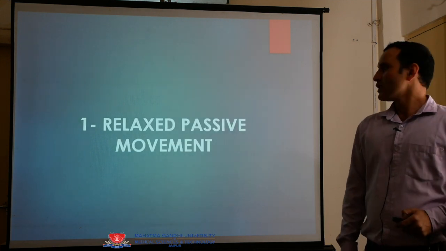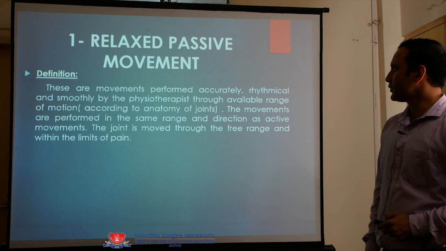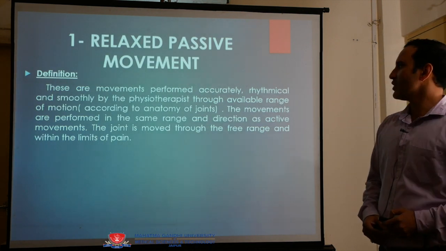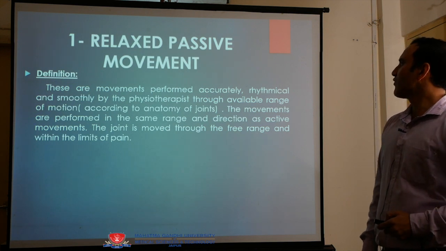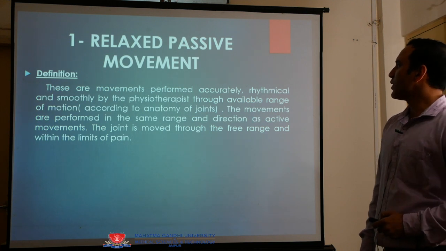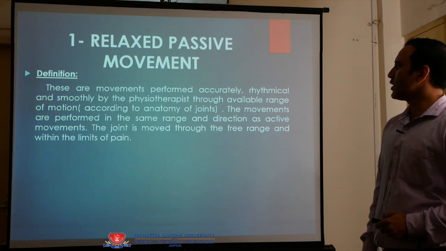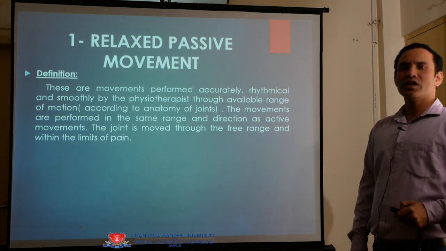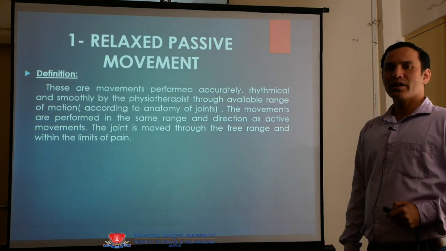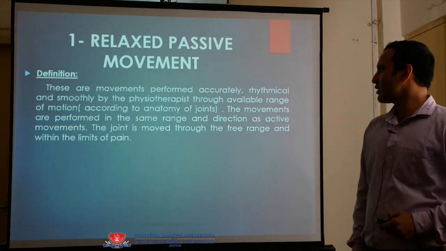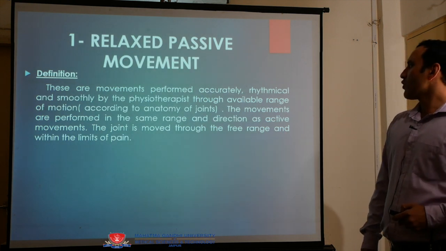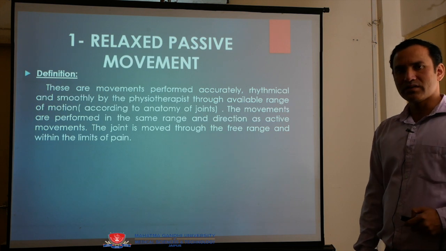So first is relaxed passive movement. So what is relaxed passive movement? Definition: these movements are performed accurately, rhythmically and smoothly by the physiotherapist through the available range of motion. So these movements are produced by the physiotherapist, and whatever range of motion is available, in that range of motion only these movements are produced, according to anatomy of joints.